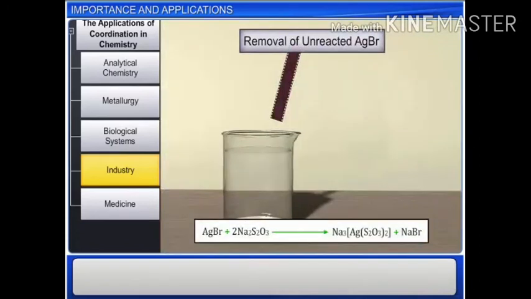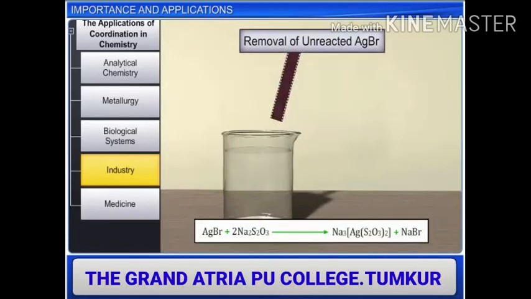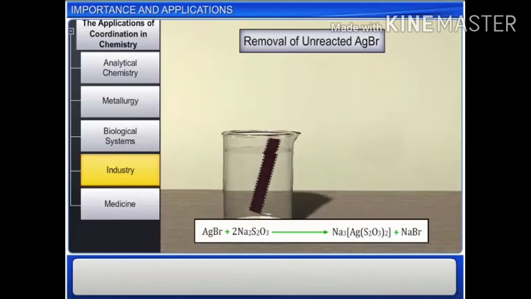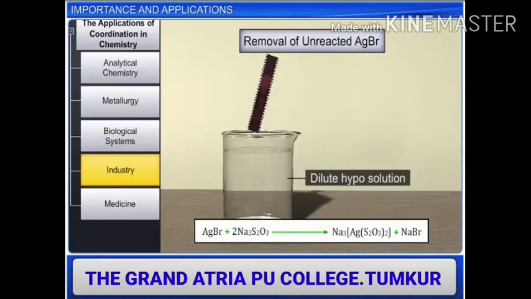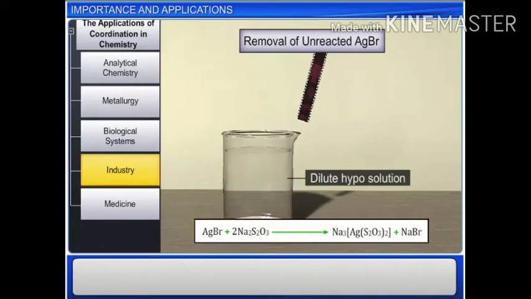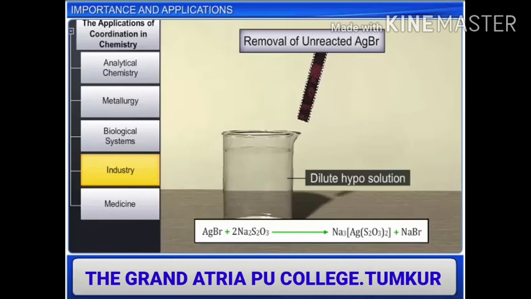In black and white photography, the unreacted silver bromide on the film dissolves in a dilute hypo solution due to the formation of the complex sodium dithiosulfatoargentate 1.